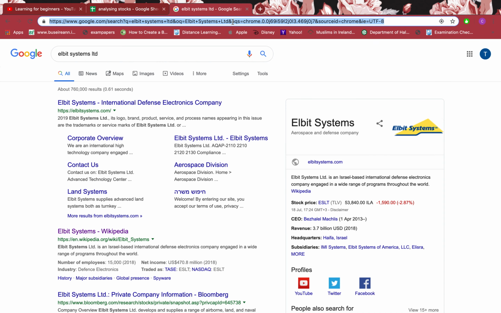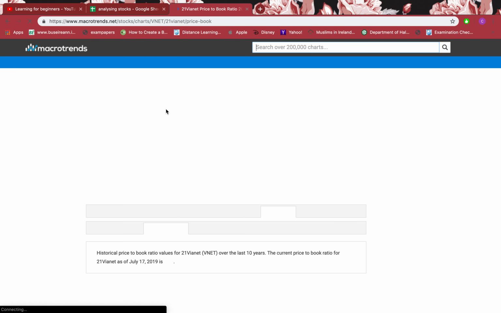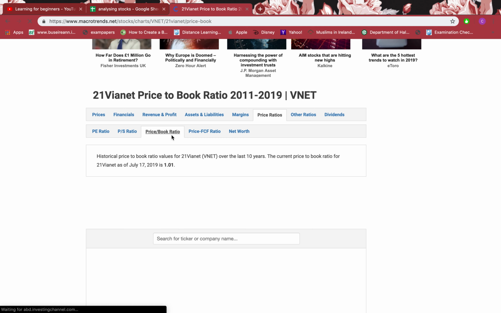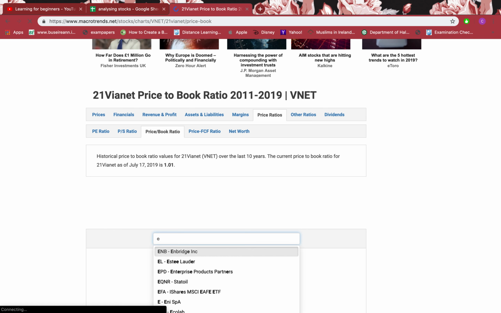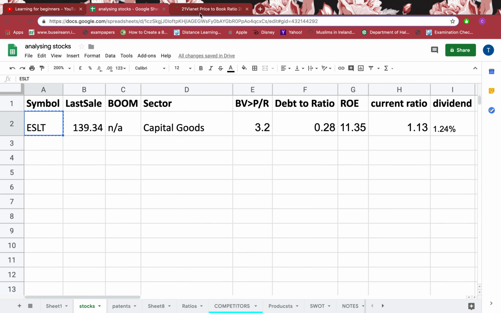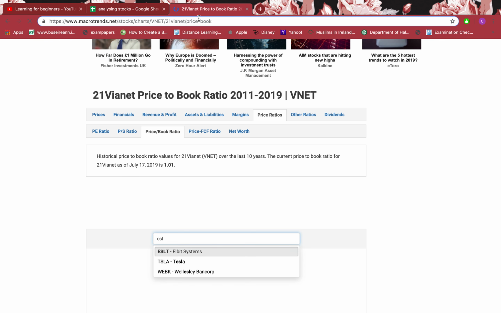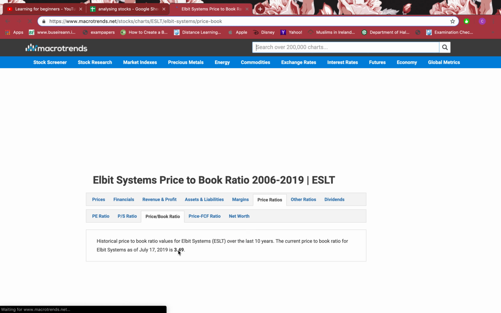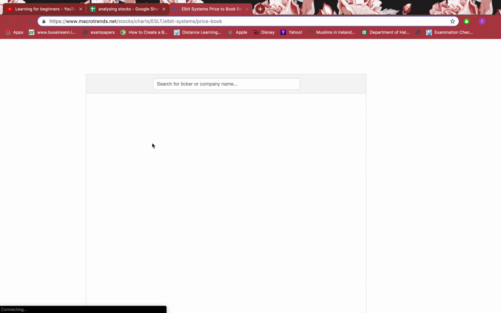And the other thing I want to show is macro trend. If you go to price ratios and price book ratio and then paste in the symbol, which is ESLT, and okay, and I want to go to price book ratio. I will explain while this is loading. I'll explain what price book ratio is.